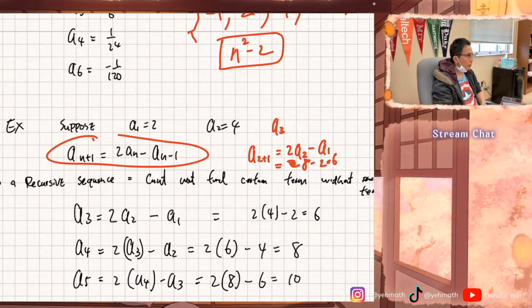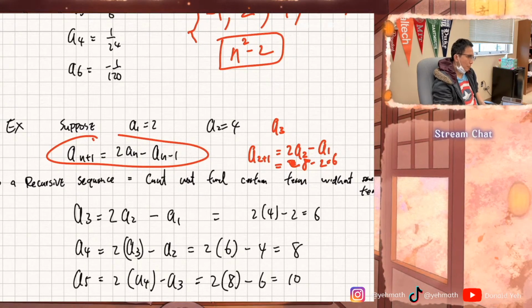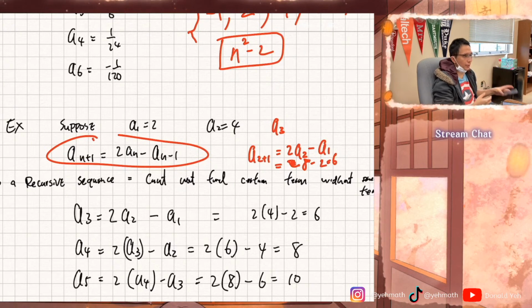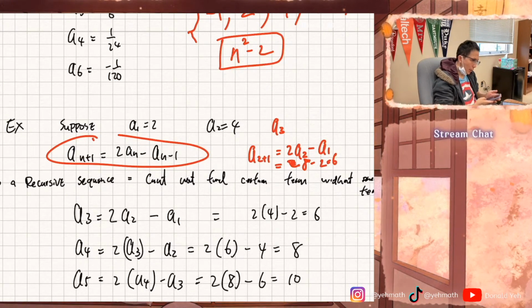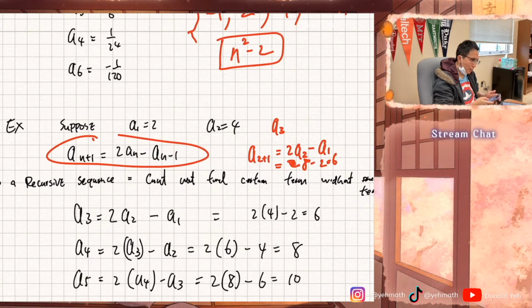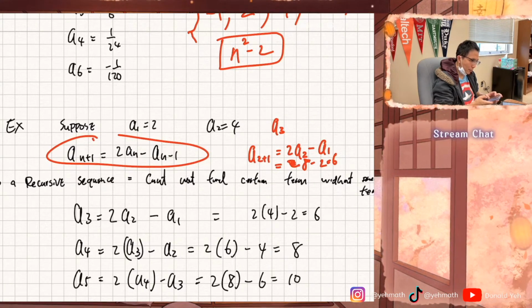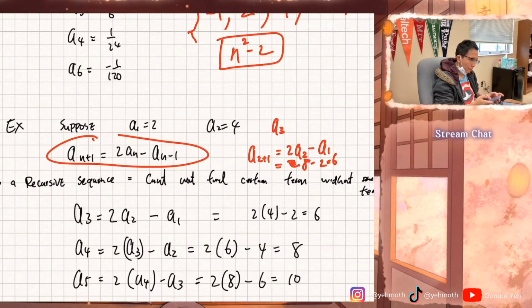Is it confusing or no? No, you just have to figure out what the recursive formula is going to be. A lot of the time you have to think of it this way. It's pretty much just pattern recognition.